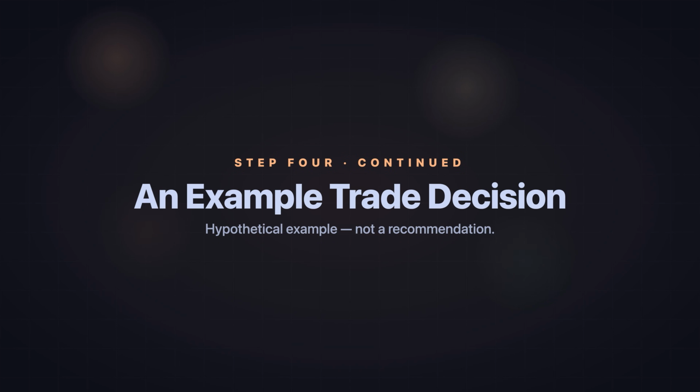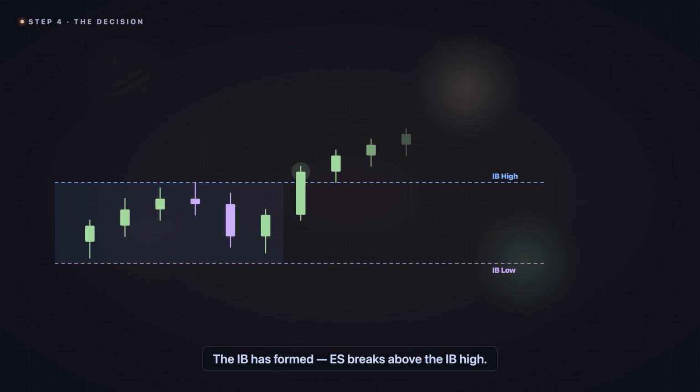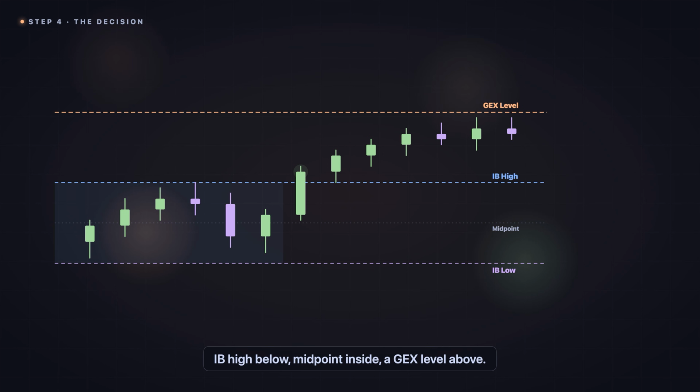Let's walk through a hypothetical example. The initial balance has formed, and ES breaks above the IB high. I can see the IB high below price, the midpoint inside the range, and a GEX level above. If price breaks the IB high but immediately rejects back inside the range, that's not the continuation I'm looking for.